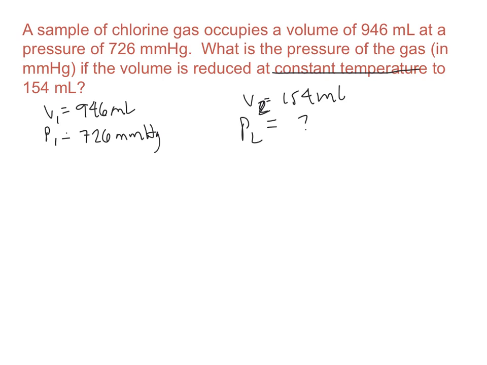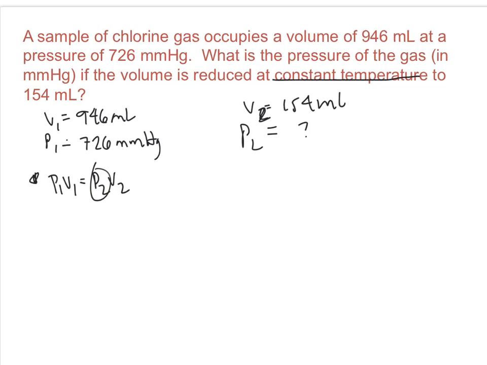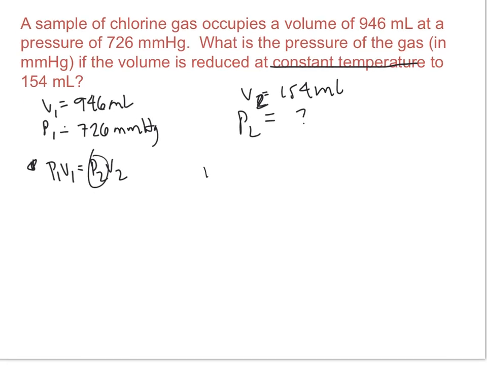Okay, so we know that we are using the P1V1 equals P2V2 equation, or Boyle's law. And we're going to proceed just like we did in the previous example. So once you've written out all your variables and you've figured out which equation you're going to use, you're then going to solve for the variable you're looking for. So P2 is that variable. So we're going to have P1 times V1 divided by V2. That's going to equal the P2 that we are looking for.